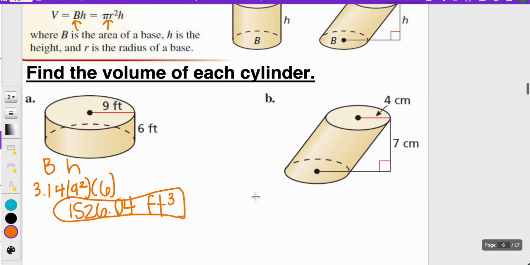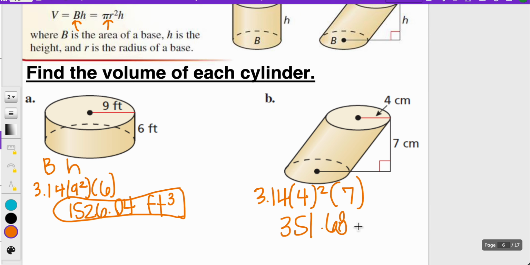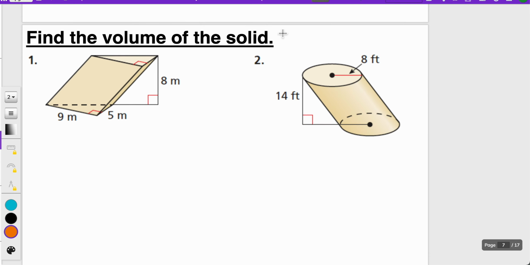And then for this one over here, letter B, pi times area of the base, 4 squared, times the height, which is 7. I'm going to get about 351.68 cubic centimeters. These two, let's try them on your own. Now that you've seen some examples, go ahead and click pause here, find the volume of both prisms, which are a triangular prism and a cylinder, and then play it to see what your answer is.